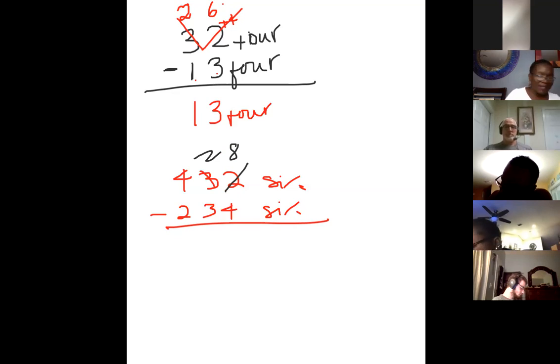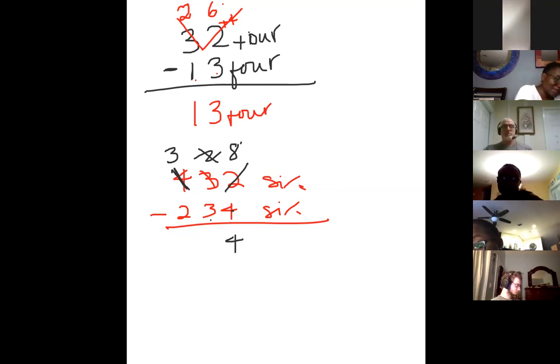Now we can start subtracting. 8 take away 4 leaves you with 4. Now we move on to the next column. So for the next column, we have a 2 and we have a 3. We cannot subtract 3 from 2. So we're going to go over to the 4 and borrow 1 from 4. So the 4 becomes 3. What does the 2 become? 8. So now we can subtract. 8 take away 3 leaves you with 5. And then 3 take away 2 leaves you with 1.